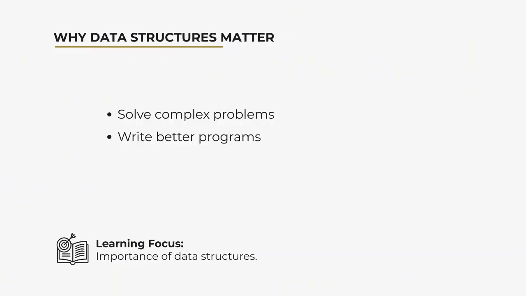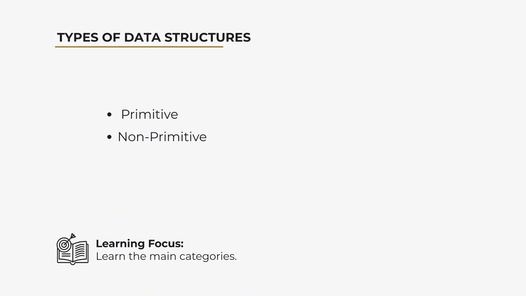Why data structures matter? Data structures help solve complex problems. They improve performance, they reduce errors, they help programmers write better programs. Types of data structures. There are two main types of data structures: primitive data structures and non-primitive data structures. Each type has a different role.